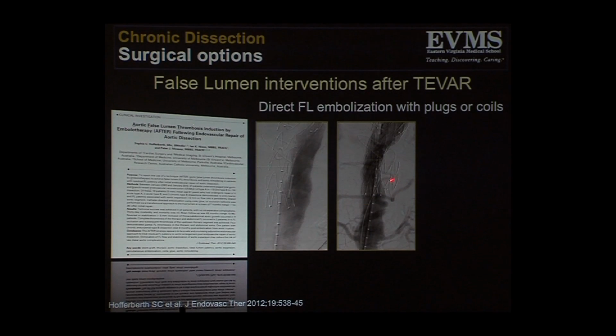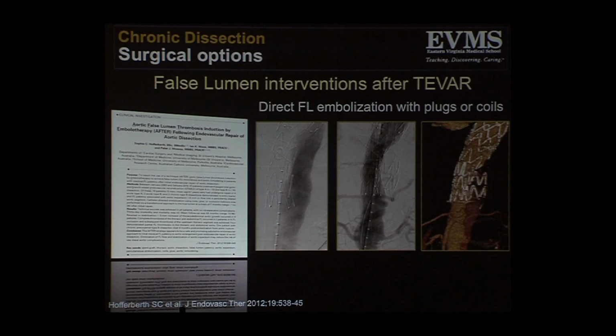And that patient, we did an iliac occluder at that level to occlude the false lumen, and this is the 1-year CT scan. You can see there's still a little bit of false lumen from a re-entry in the paravisceral segment, but there's nothing going up there, so you have an entire positive remodeling of the thoracic aorta.